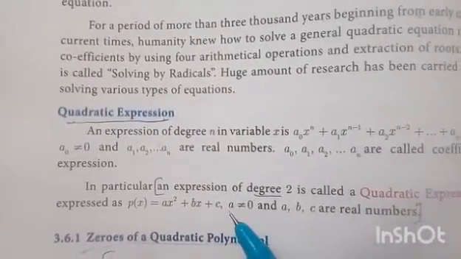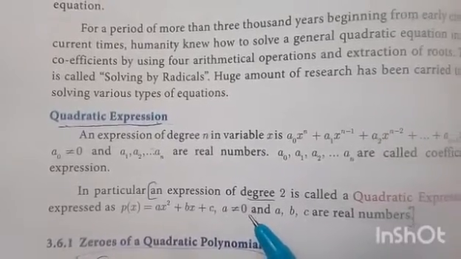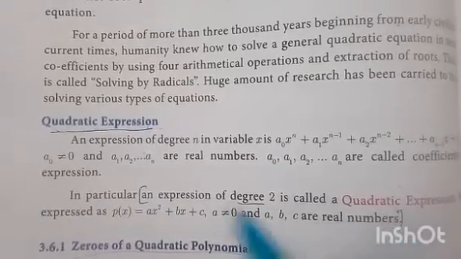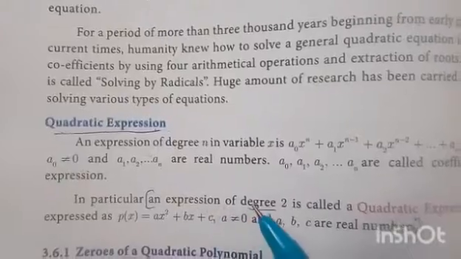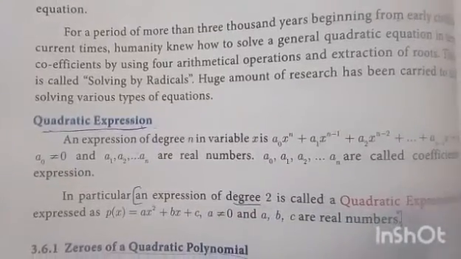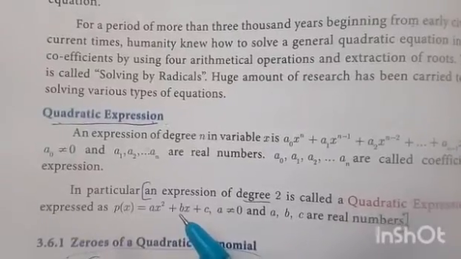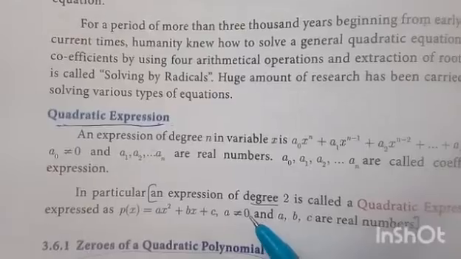ax square plus bx plus c, where a is not equal to 0, and a, b, c are real numbers. Okay, quadratic expression. What is the meaning of a quadratic expression? The expression of degree 2 is called a quadratic expression. General form: p of x is equal to ax square plus bx plus c, a not equal to 0.